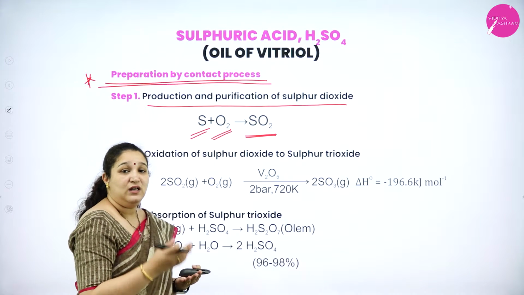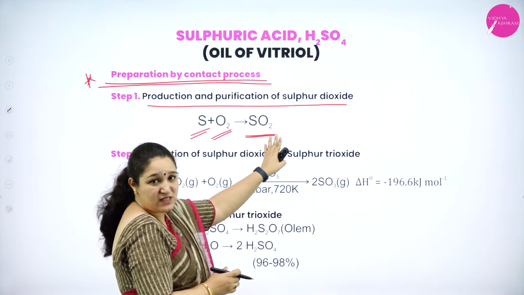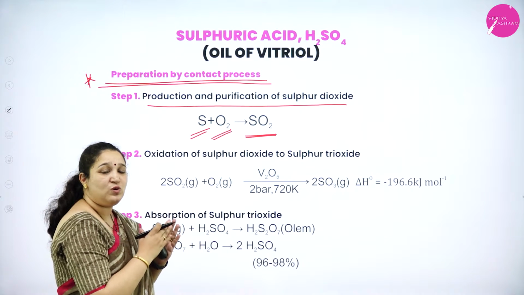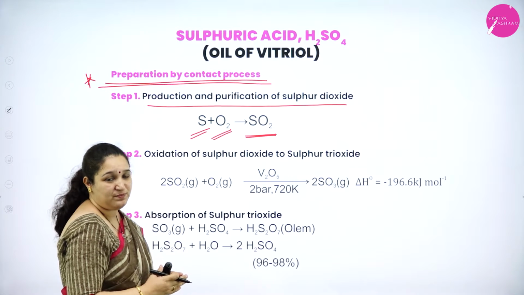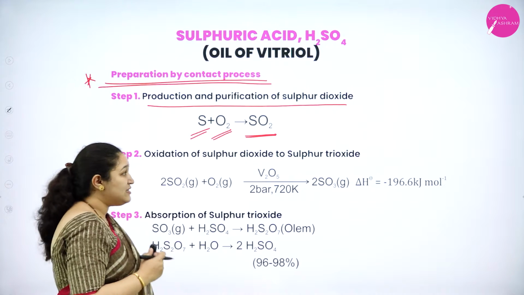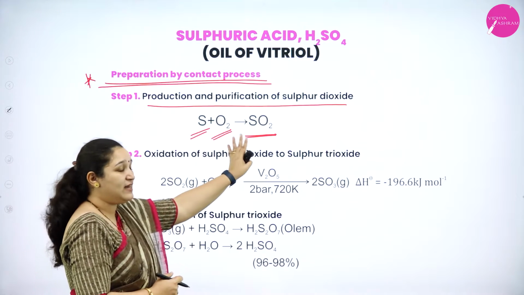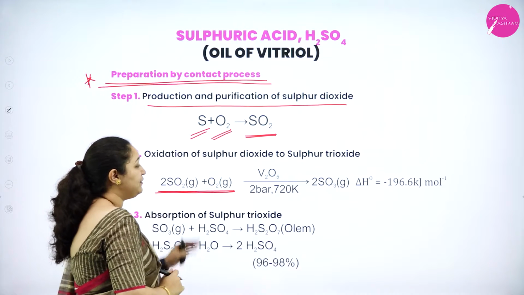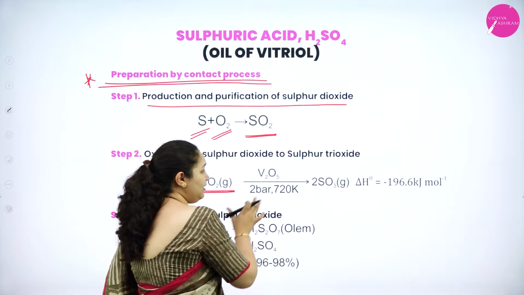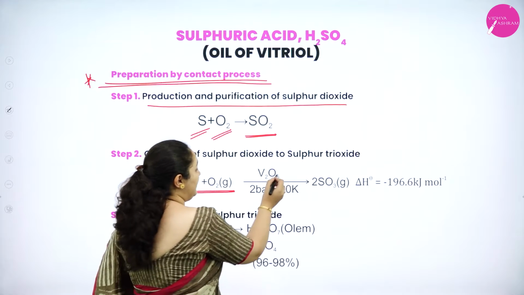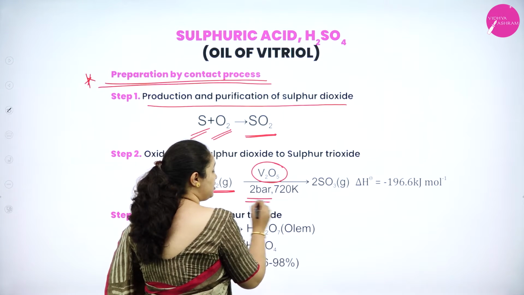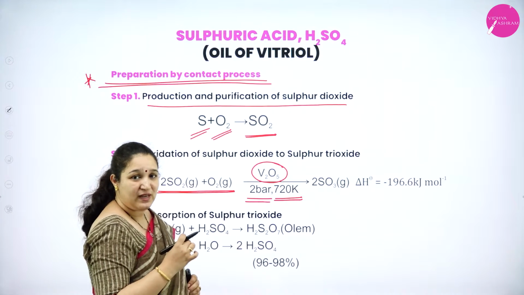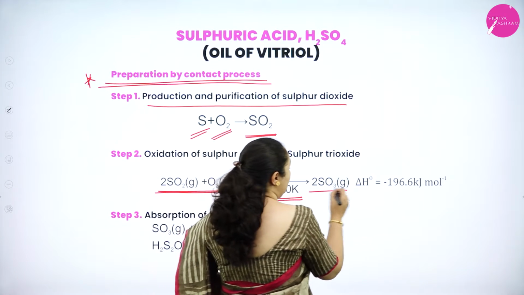For that reason, sulfur dioxide, which is formed in the first step, is mixed with air and both together are passed through a series of purification chambers, which I shall explain. In step 2, once we get the purified sulfur dioxide and air, it is passed through the catalytic chamber in which you have vanadium pentoxide catalyst, and the pressure is increased to 2 bar and 720 Kelvin temperature is maintained to get sulfur trioxide.